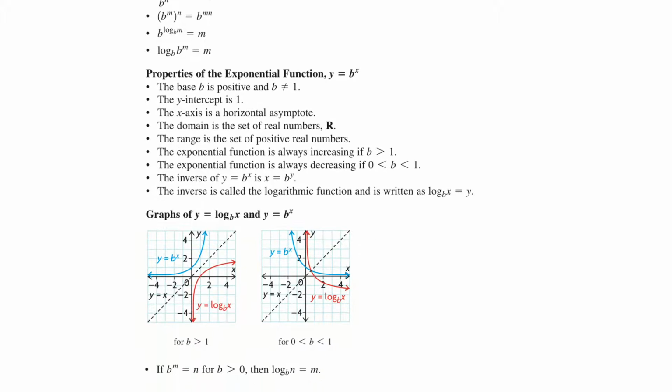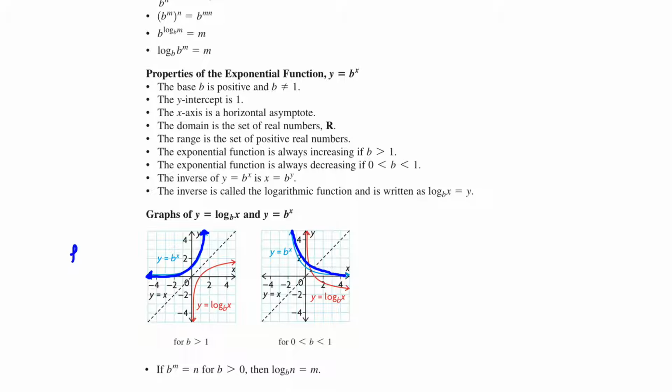The graph of y equals b to the power of x, when b is greater than 1. It is increasing and concave up. The graph of y equals b to the power of x, when b is between 0 and 1, is decreasing and concave up.